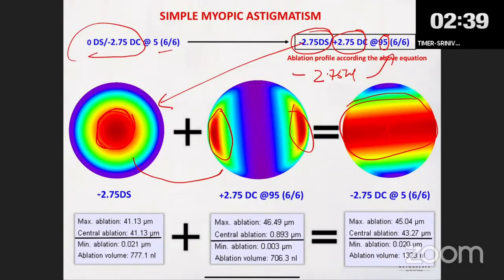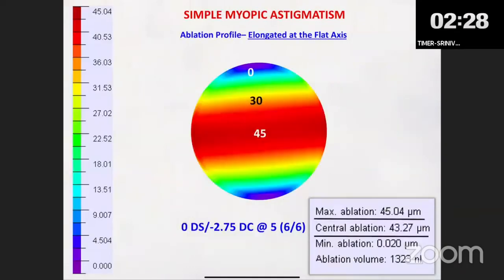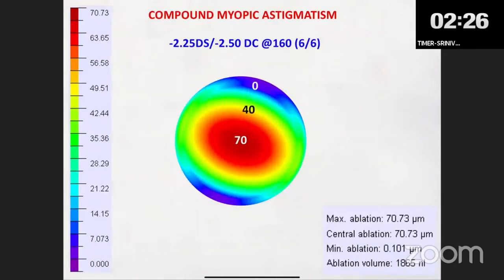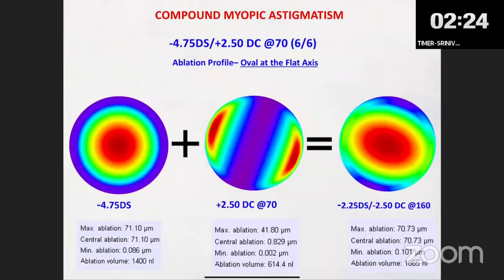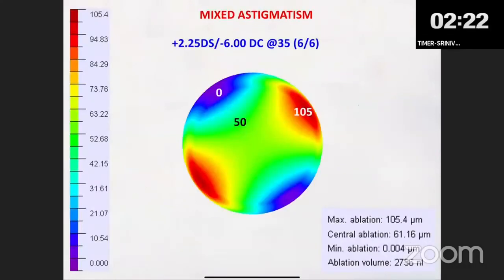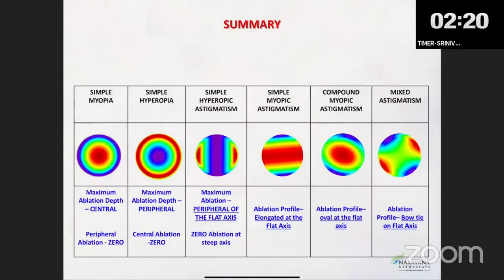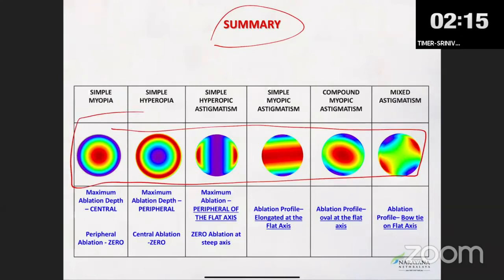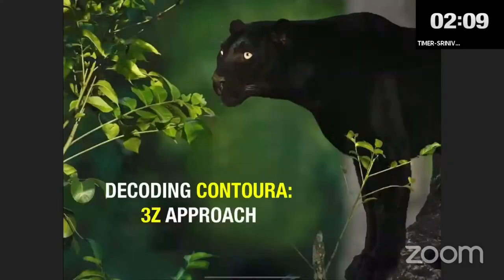And look at this. At 2.75 ablation, 40 microns, and the central ablation here is 0. So still your peripheral ablation is around 45 microns. This is how a machine treats, and this is exactly how it's corrected. I don't want to go into this. This is an example of how an oblique or a mixed astigmatism is treated. So in summary, this is how all the ablation is treated for a simple myopia, simple myopic astigmatism, compound myopic astigmatism.